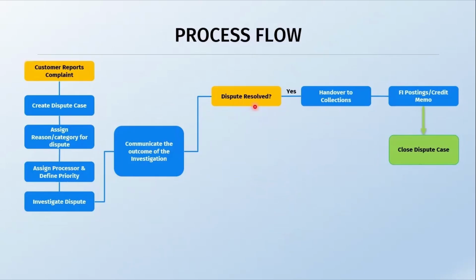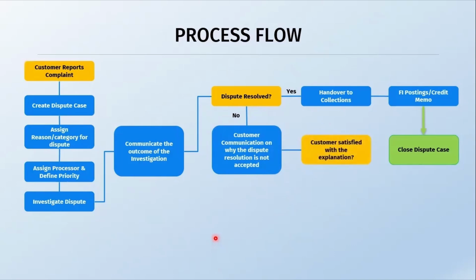So what if there is a scenario where the customer is not happy with the outcome of the dispute case? Then what? If the customer is not happy, the customer is informed why the dispute case is rejected, with supporting explanation, further explanation from the management. And if the customer is satisfied with that explanation, then we again move ahead and hand it over to the collections for regular follow-up or FI posting. Then we close the dispute case if the customer is satisfied.